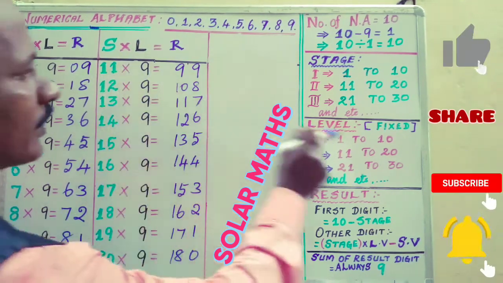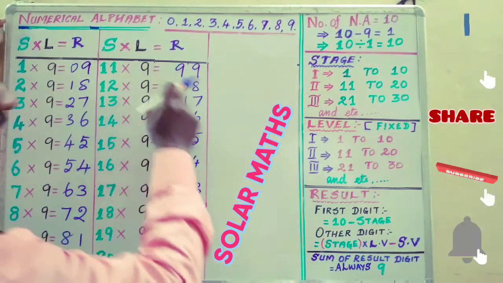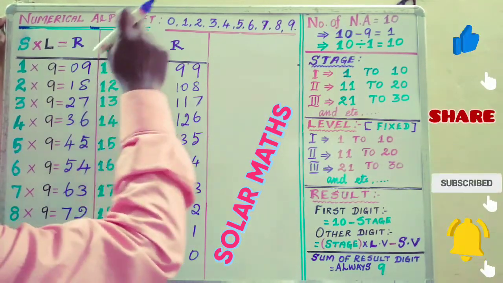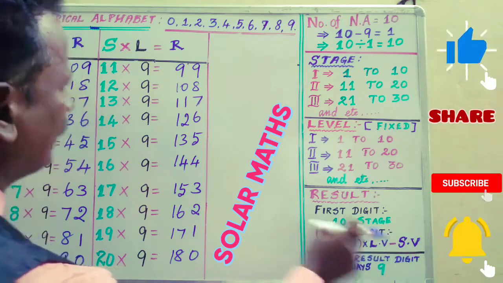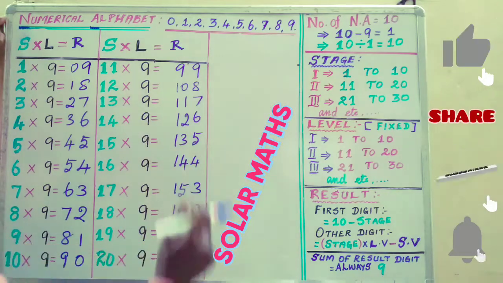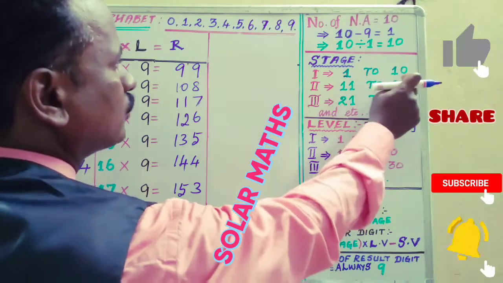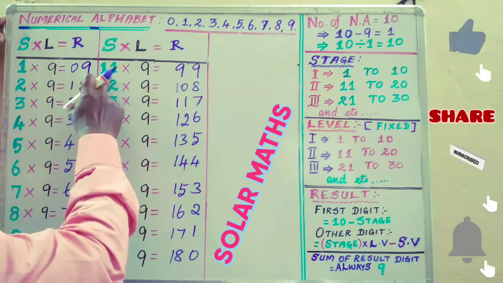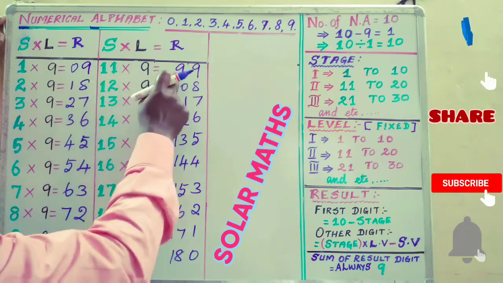11 is the second stage value and 9 is the first level value. So 11 into 1. See the other digit: stage into level value, minus stage value. 11 to 20 is the second stage, so minus 2. So 11 into 1 is 11. 11 minus 2 is 9.